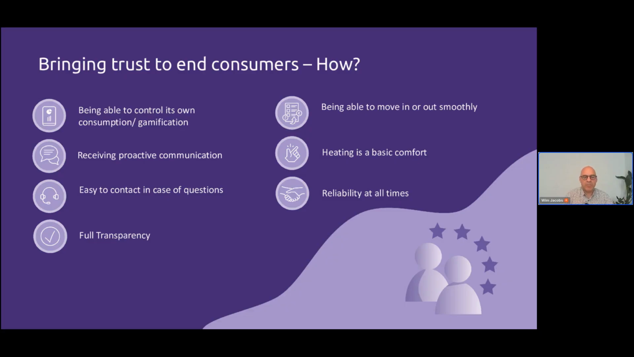The customers are expecting really full transparency. That's the worst thing, either that you can't find information or that you are wrongly informed. And what we see also is that helping them with the move in or move out process in a very digital and smooth way helps already set a bit of a standard. And of course the reliability at all times, because delivering heat is all about delivering reliability.